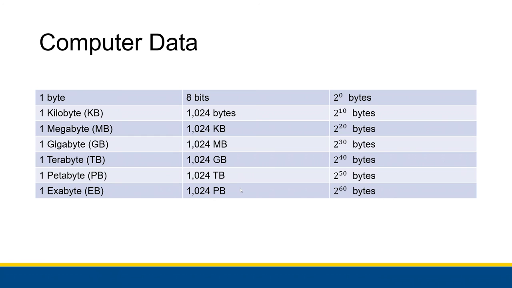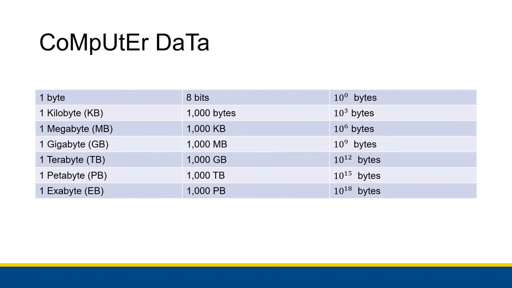But that is how we measure computer data, or at least it was how we measured computer data until people who do marketing for computer companies decided that 1024 was a little bit too complicated, and they changed it to 1000 per. So now a kilobyte is 1000 bytes, a megabyte is 1000 kilobytes, a gigabyte is 1000 megabytes, a terabyte is 1000 gigabytes, a petabyte is 1000 terabytes, and an exabyte is 1000 petabytes. So you have things like a gigabyte being 1 billion bytes instead of 2 to the power of 30 bytes.